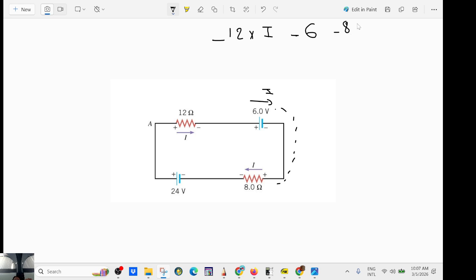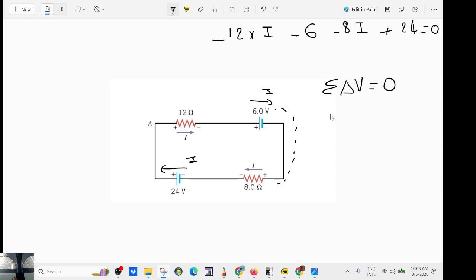Okay, so minus 8I. And now from here to there, because you have to follow the current, right? So now you go from minus to plus. You are losing or gaining? Gaining. Equals 0. Okay, so if you go along a loop and follow the current, the sum of the voltage drops will be equal to 0.